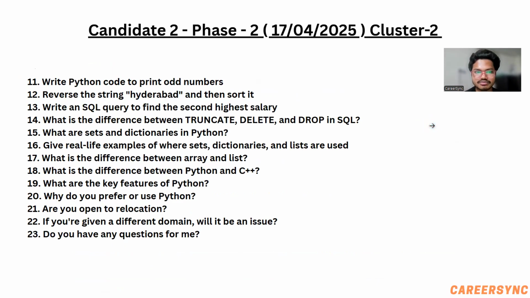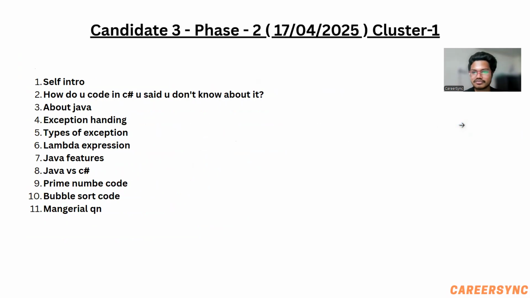Now let's go to the next part. Write Python code to print odd numbers, reverse a string, Hyderabad, and then sort it. Write an SQL query to find the second highest salary. What is the difference between truncate, delete, and drop in SQL? What are sets and dictionaries in Python? Give real examples of where set, dictionaries, and list are used. What is the difference between array and array list, difference between Python and C++, key features of Python, why prefer to use Python, open to relocation, and so on. So you can use this PDF for your advantage for the upcoming interview.